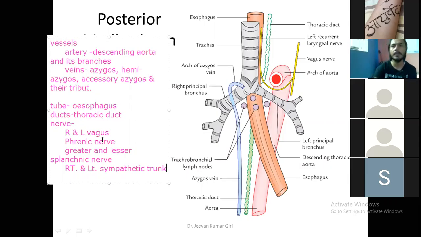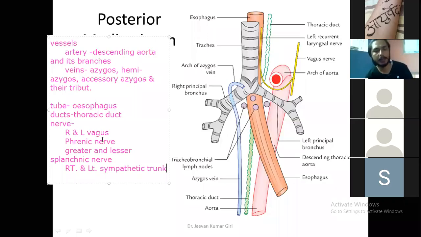So right and left vagus: the vagus nerve is the parasympathetic supply for all the viscera of the thoracic cavity, abdominal cavity, and the organs in the pelvic cavity. So it has to go from the neck to the thoracic cavity, that is the superior mediastinum. It also has to pass through the posterior mediastinum to reach the abdominal cavity. So right and left vagus will be there in the posterior mediastinum. Again, here is the phrenic nerve, which supplies the diaphragm. You know this thing.